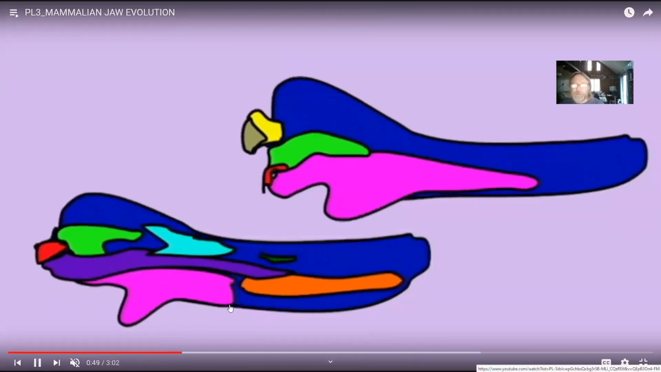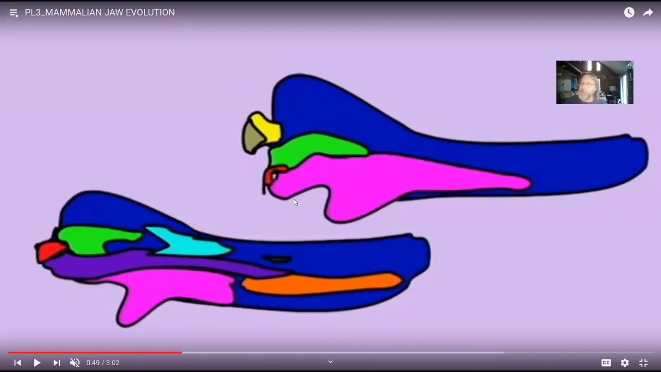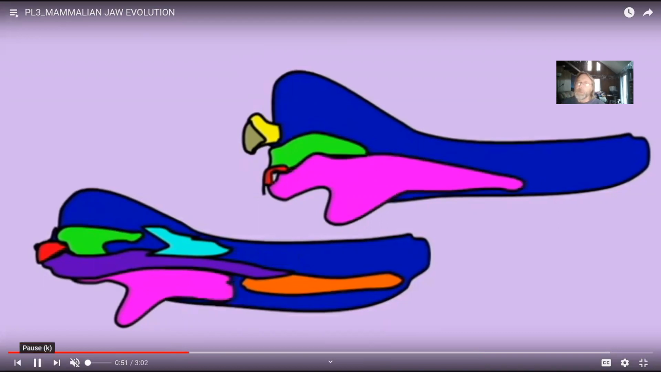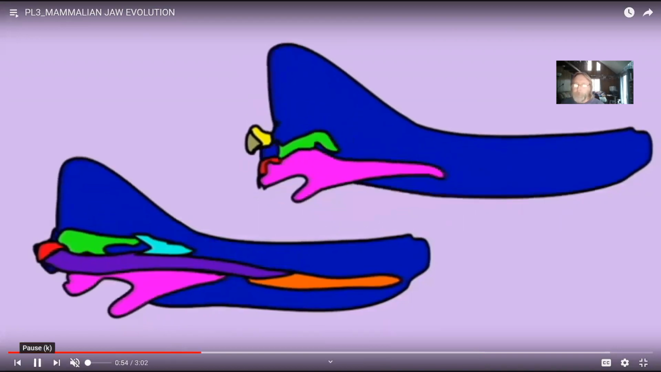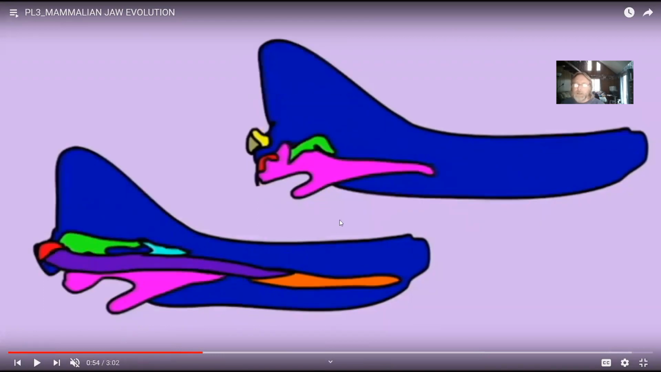But as fish evolved into tetrapods, which evolved into reptiles, the quadrate and the articular got smaller and smaller. The dentary got bigger and bigger, with this big area for muscle attachment. The angular even developed this little hook to it. And so by the time you were getting to the synapsid reptiles, the ancestors of mammals, the lower jaw was looking different.